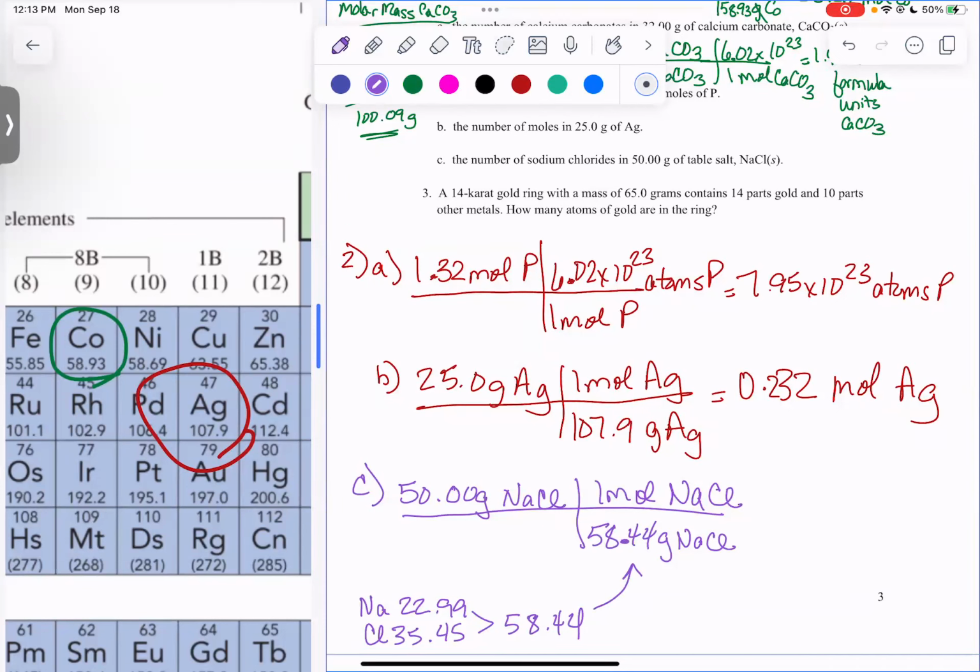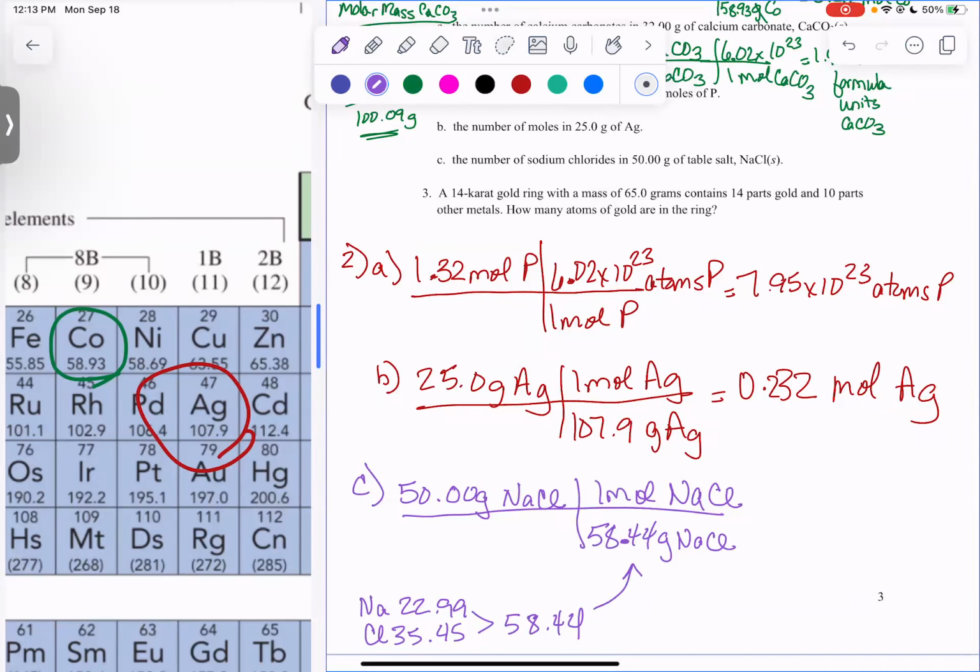Now the problem asks me for number of, so I know I got to go to Avogadro's number. So keep going. 6.02 times 10 to the 23rd formula units of NaCl. I'm running out of room. In 1 mole of NaCl. So what do I get? I get 5.151 times 10 to the 23rd formula units of NaCl.